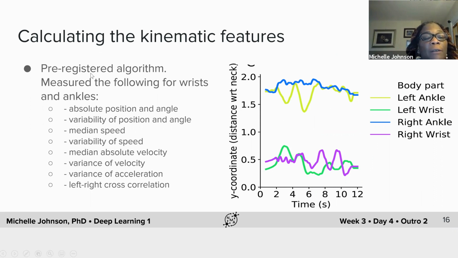And we extracted from the OpenPose data kinematic features such as the absolute position and angle, variability in the position and angle, mean speed, velocity, acceleration, correlation, as well as entropy. And we pre-registered our algorithm before we went ahead so that we would maintain the integrity of the data.